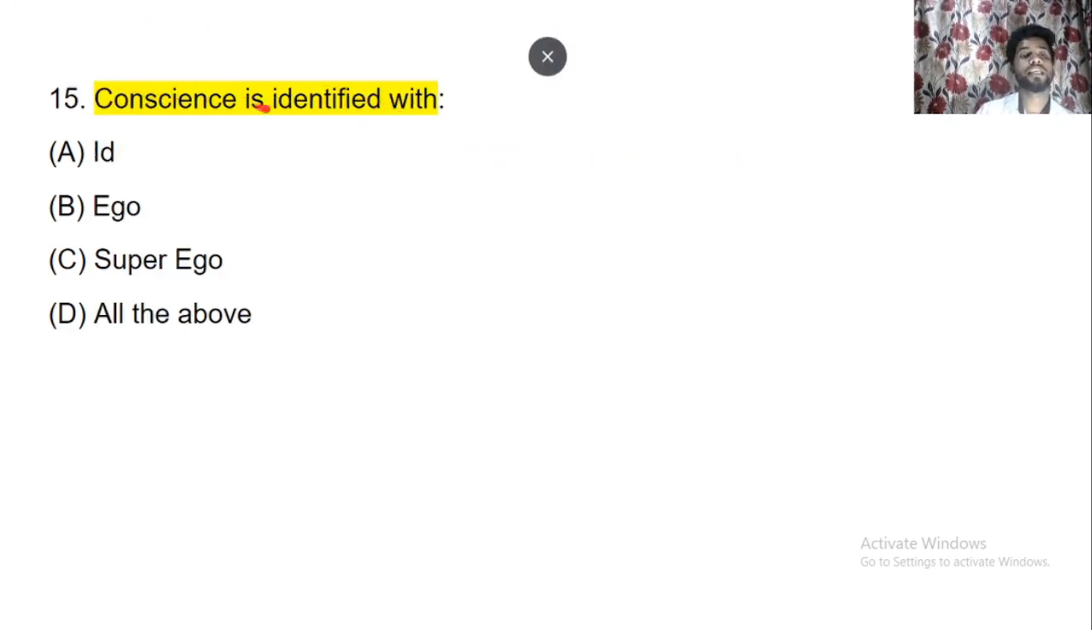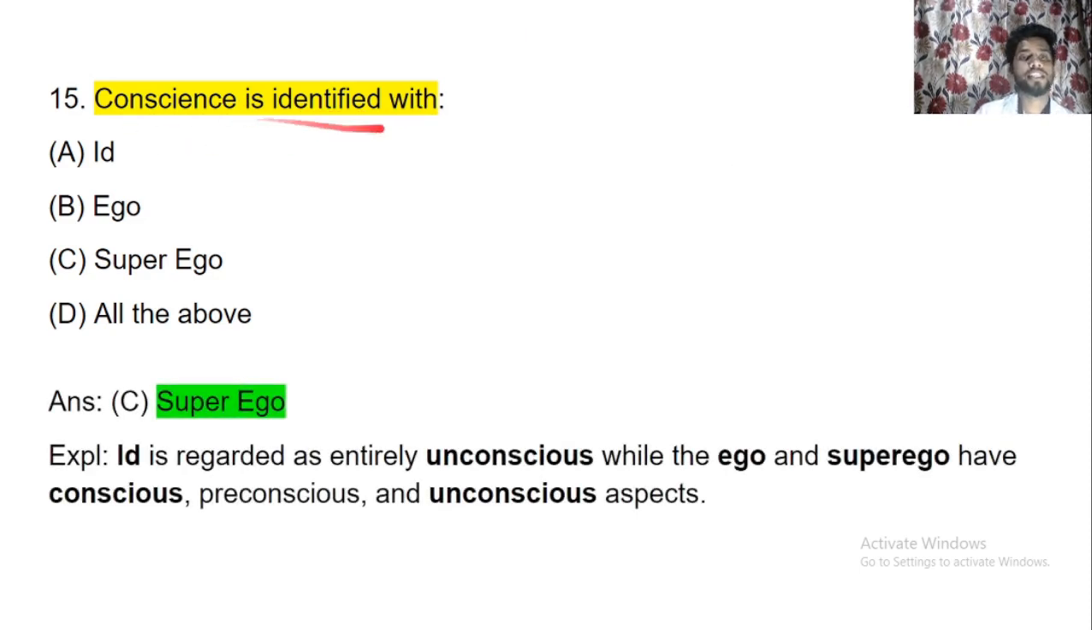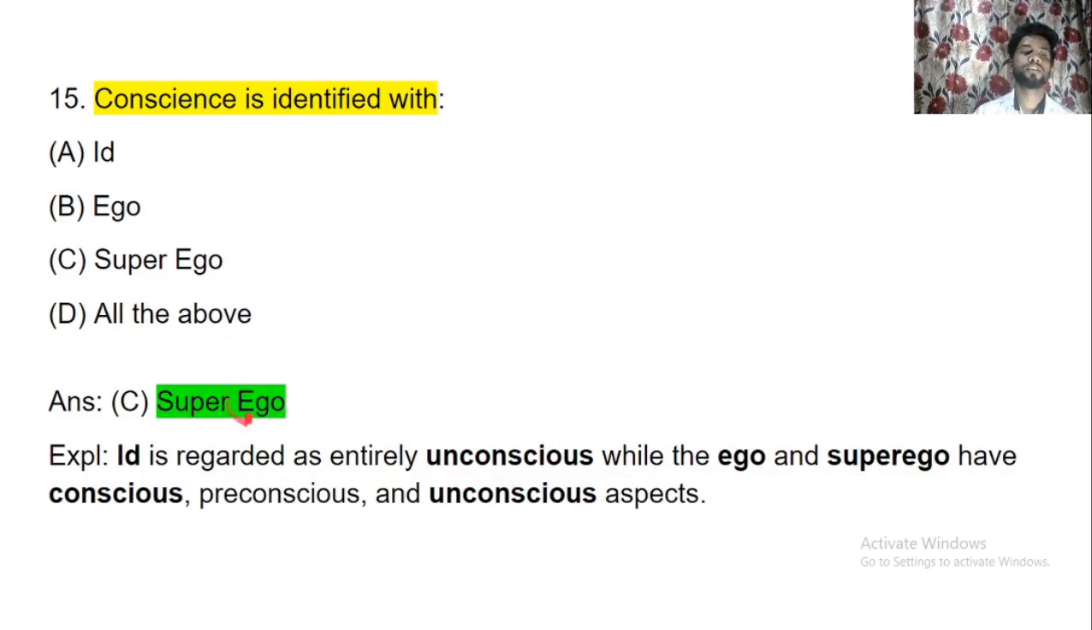Now, conscience is identified with the superego. It is regarded as entirely unconscious. Remember, it is regarded as entirely unconscious, while ego and superego have conscious, preconscious, and unconscious aspects. So conscience is identified only with the superego.